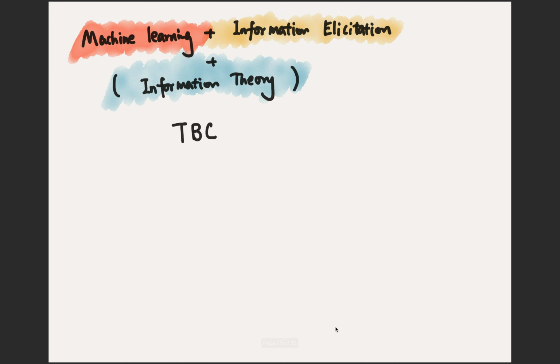And the last area is machine learning plus information elicitation, and there may still be a touch of information theory tools here. I haven't done any work in this area, and it can be future work.